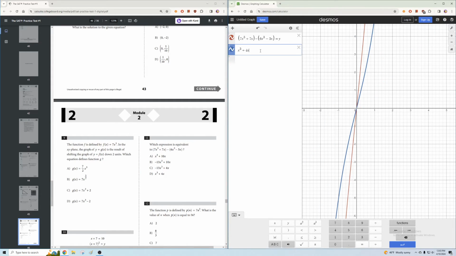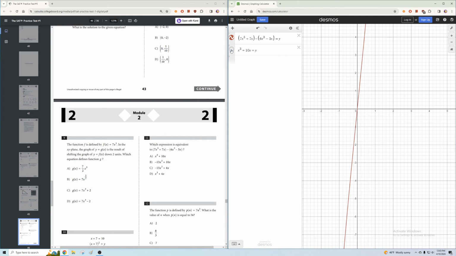So I went ahead and graphed just choice D for no reason really at all here. Doesn't look like it's a match. What is probably the answer to this one? Probably A. So I'm going to go ahead and graph that, just a plus 10x. And hey, look at that. It's a match. They overlap on one another. Sorry if I hit the keyboard too hard there.